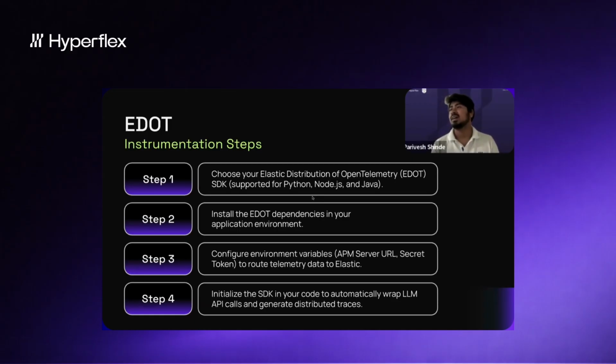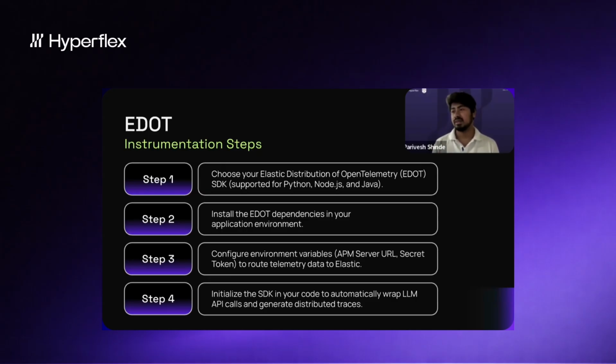So how are we going to do it? You need to first choose your distribution. You can choose it based on your tech stack of your application. If it's Python based, you go for the Python SDK; Node and Java are available too, for almost every popular technology out there. Then you need to have your dependencies in your application environment. That's a necessary step. It's not any code change, but you need to have your packages installed. That's definitely a requirement.